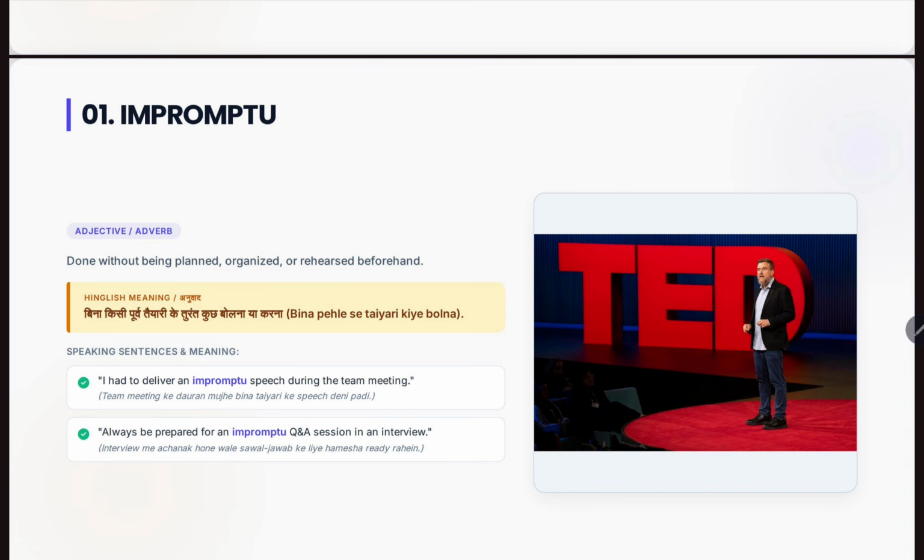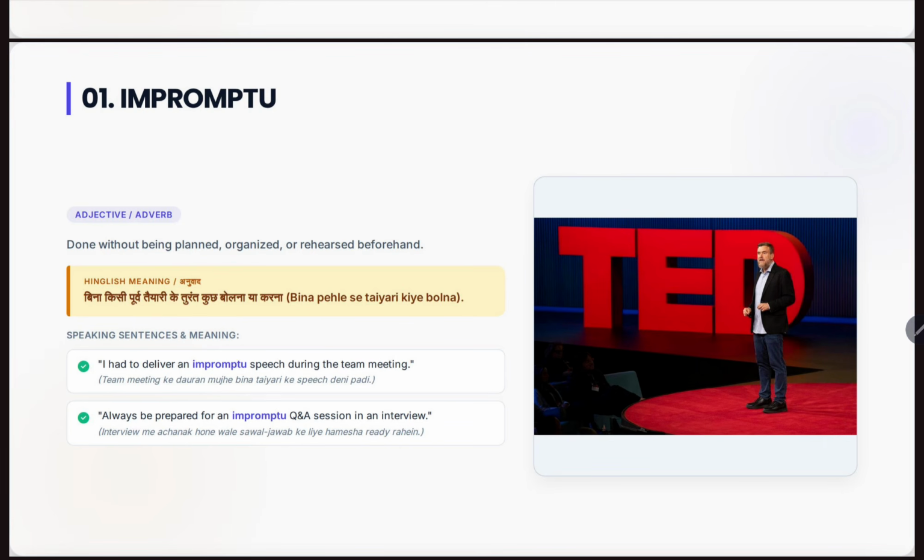The first word is impromptu. Its meaning is done without being planned, organized, or rehearsed beforehand. Assume that you are not prepared, you are not organized, and you are giving a speech randomly on a stage. So it is called impromptu.